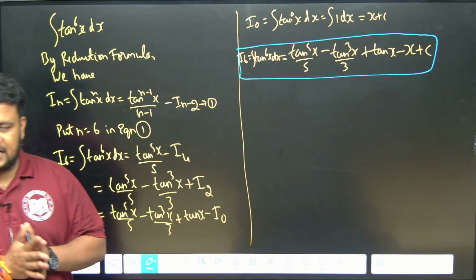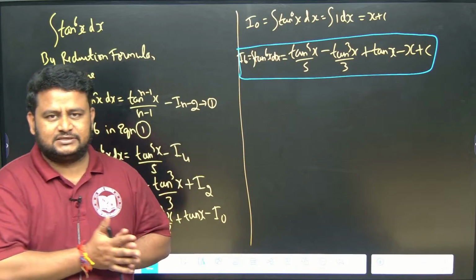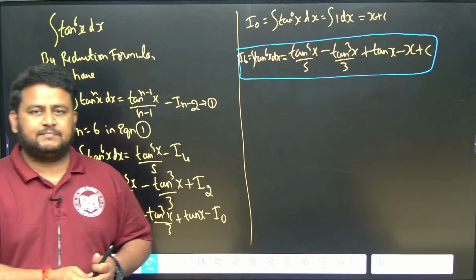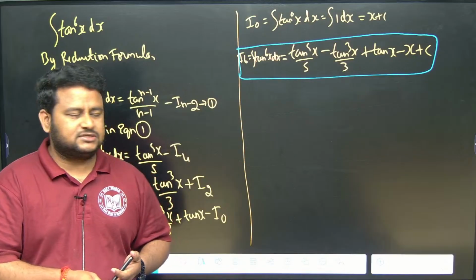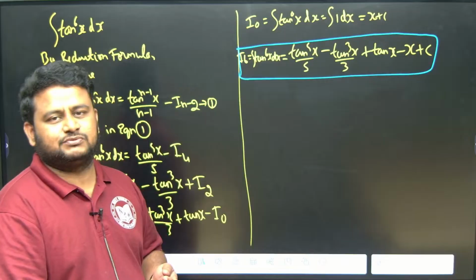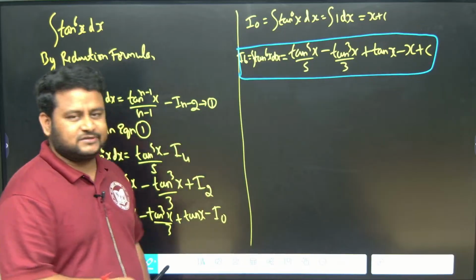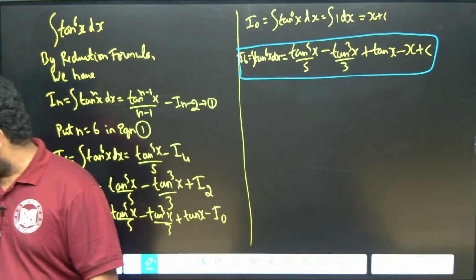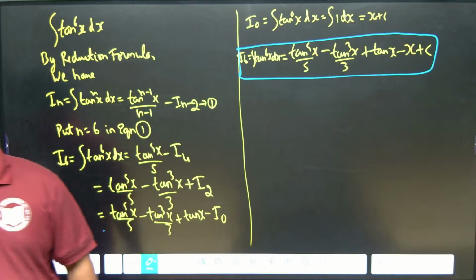If you are done with tan, you can do even cot on similar lines. What you will do? Cot of n minus 2 into cosec square x. Cot square x can be written as cosecant square x minus 1. Then further you can follow the same procedure, friends. Clear? All right. Let us move to the next question.